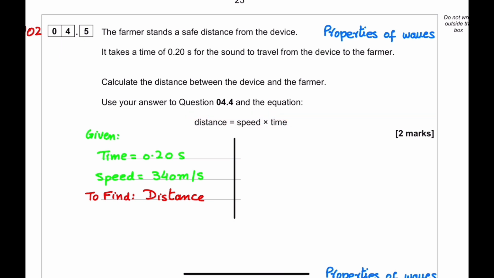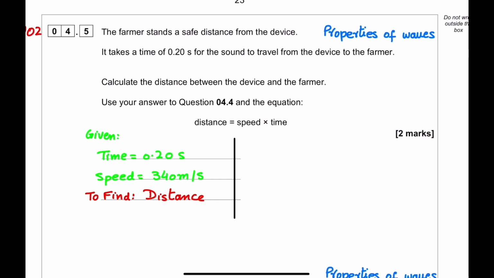The time is already given, that is 0.2 seconds. The farmer needs to calculate the distance and the speed is already calculated, that is 340 meters per second. So both the values are used in this equation and we can find the distance is equal to speed into time. The speed is 340 and time is 0.2 seconds.